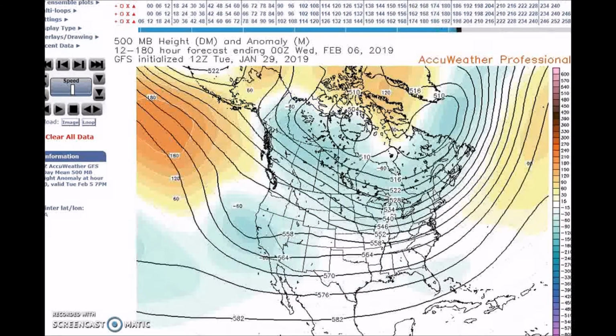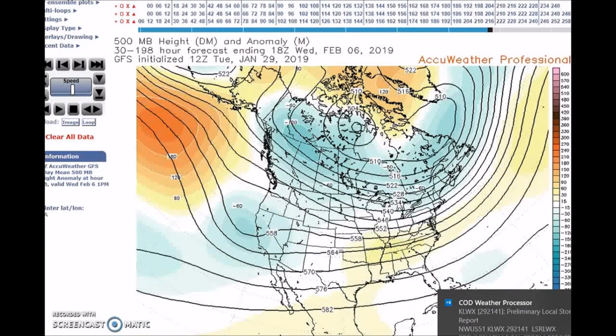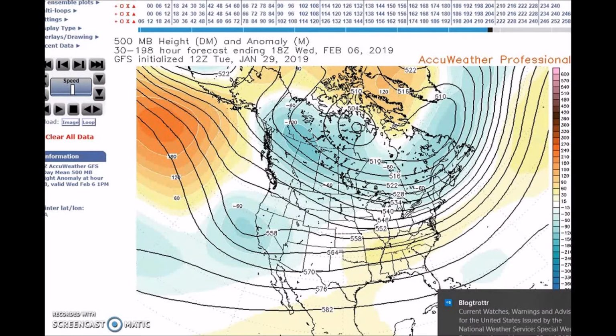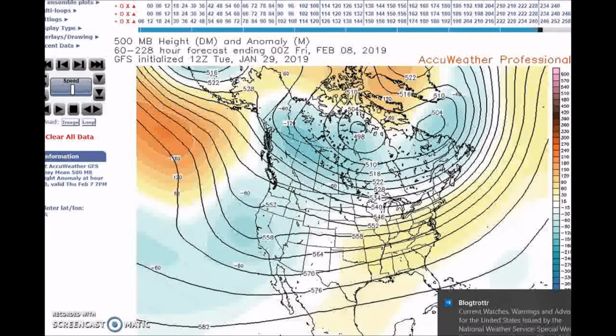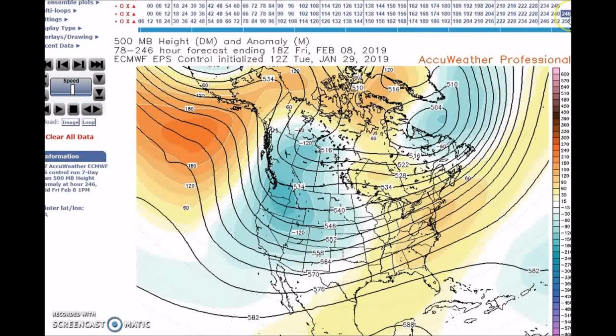February 4th to the 8th. The pattern transitions to more of a flatter flow with a trough in the west and a ridge in the east. We're going to look at that. We'll start seeing our ridge here starting to develop. And here's our trough here in the west. Look at the models. They're in pretty good agreement. This is the European ensembles. This is how we expect the pattern to look.